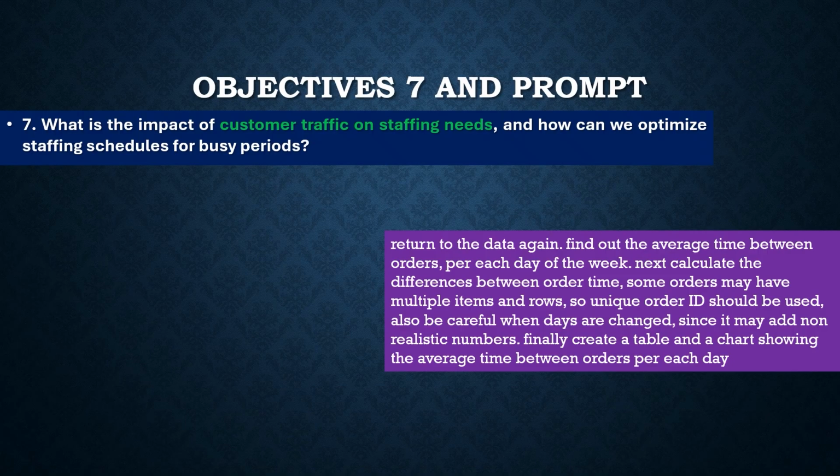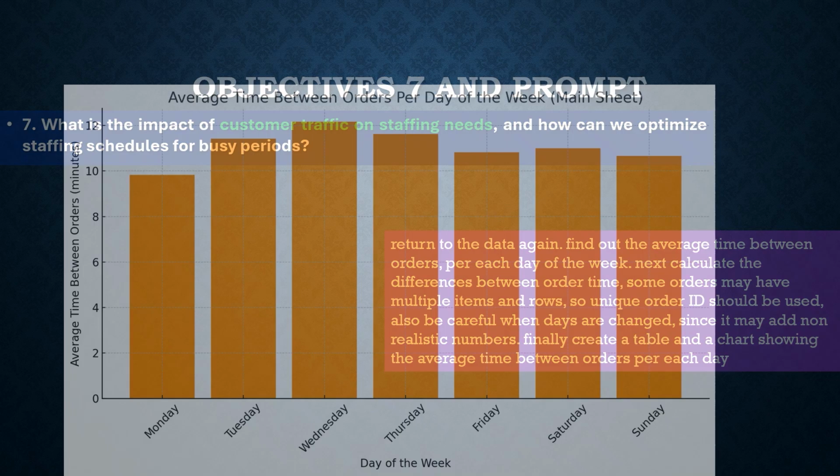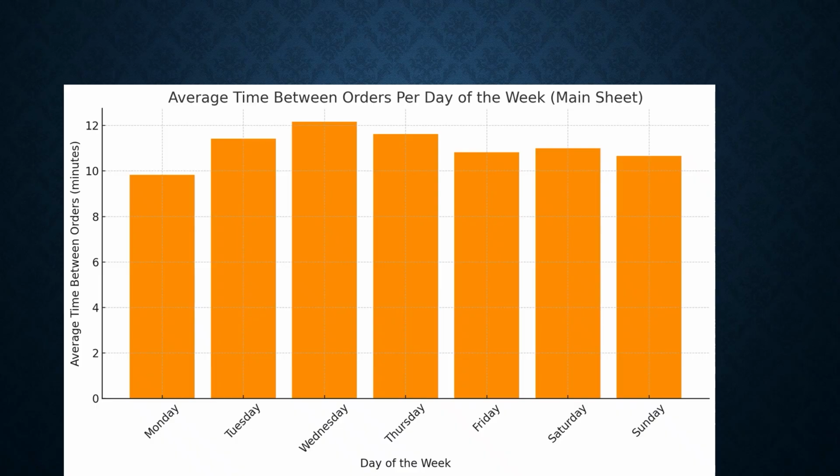And the last objective is to determine the impact of customers' traffic on staffing needs. This is intertwined with the previous task. I asked ChatGPT again, you can see the prompt, and let's see the results. This task requires so many calculations that it was nearly impossible to deploy in Excel, but I did deploy it in order to check and validate the responses from ChatGPT, and I could safely say that these values are valid. Now let's interpret the results.